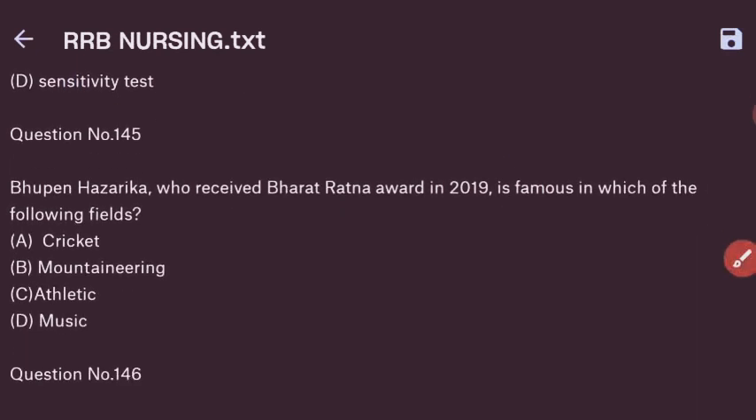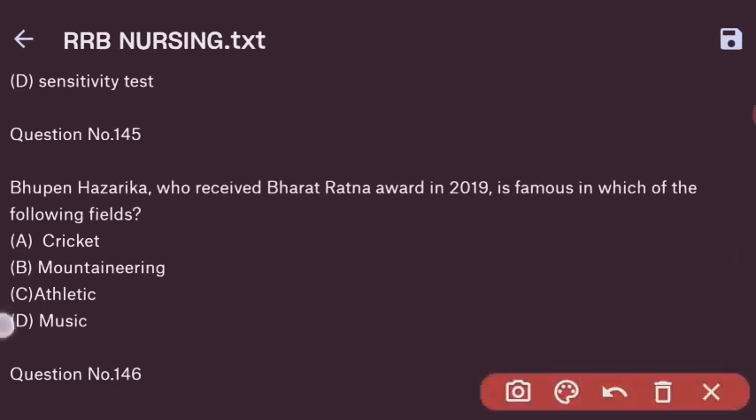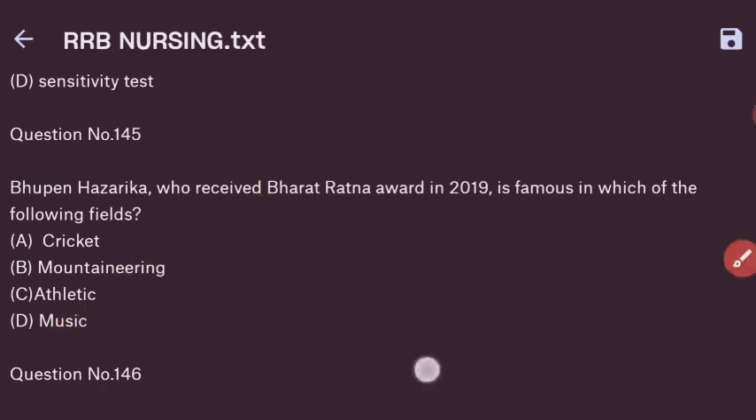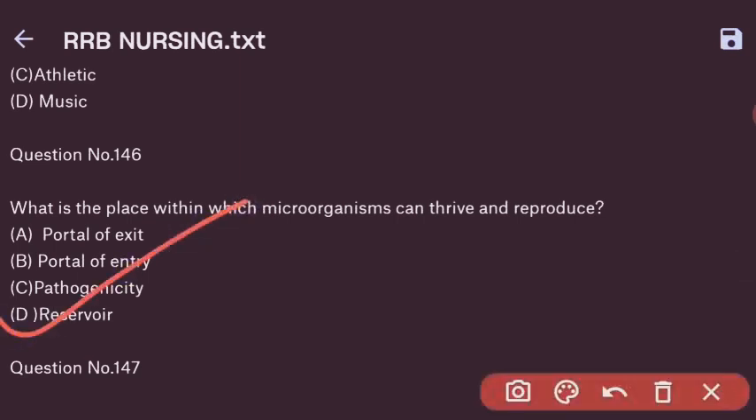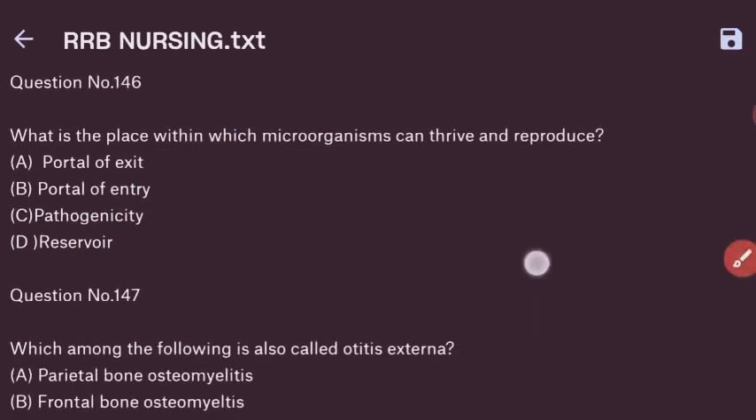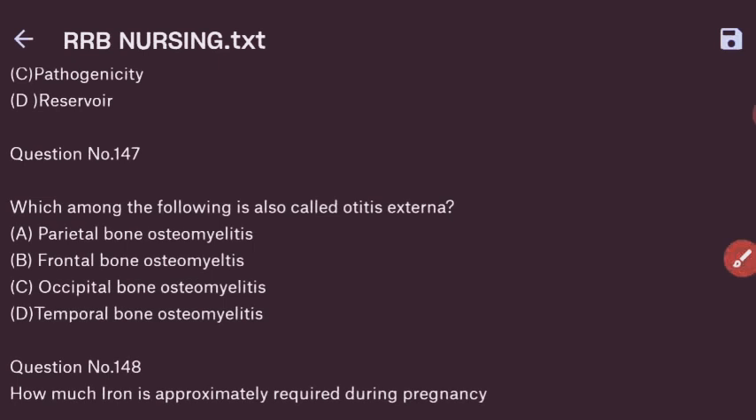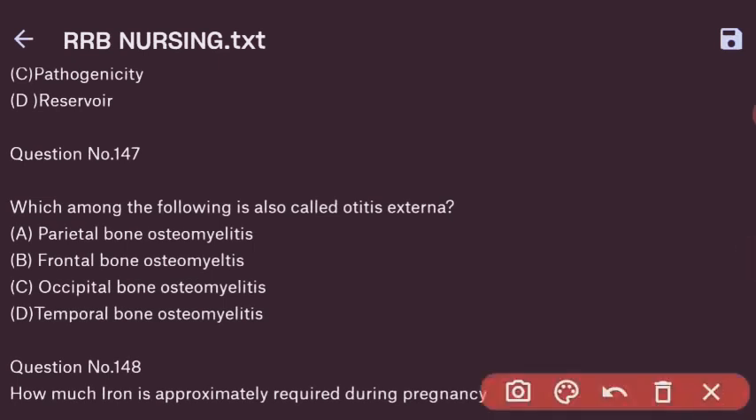Next question. Bhupen Hazarika, who received the Bharat Ratna Award in 2019, is famous in which of the following fields? He is famous in the field of music. D is the right answer. Next question. What is the place in which microorganisms can thrive and reproduce? Here our right answer is reservoir. Next question. Which among the following is also called otitis externa? Here the right answer is temporal bone osteomyelitis. It is also known as otitis externa.